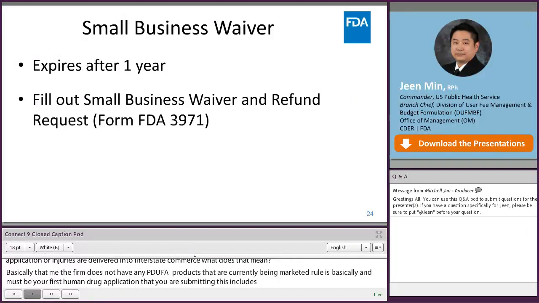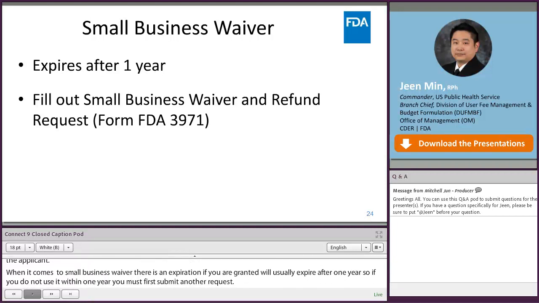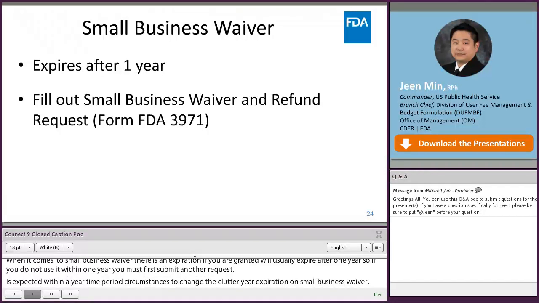When it comes to the small business waiver, there is an expiration. If you are granted, it will usually expire after 1 year. So if you do not use it within 1 year, you must submit another request. It's expected within a year time period. Circumstances do change, so that's why there is a year expiration on the small business waiver. Another thing I would like to mention is that when it comes to the small business waiver, there is a form to fill out, Form FDA 3971, which is attached to the 2018 draft waiver guidance. It is the only waiver that currently has a form associated with it.